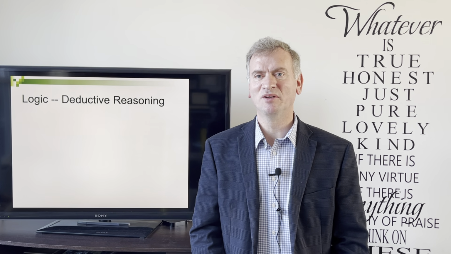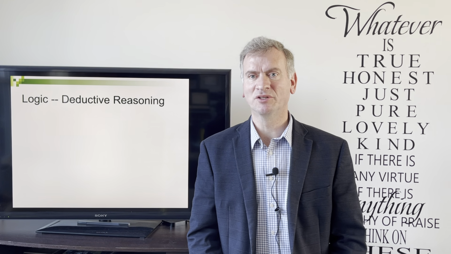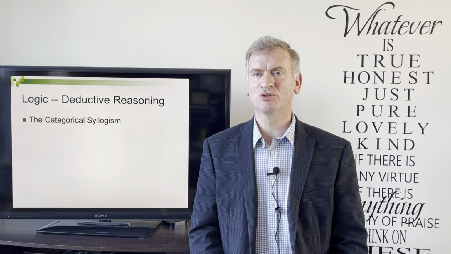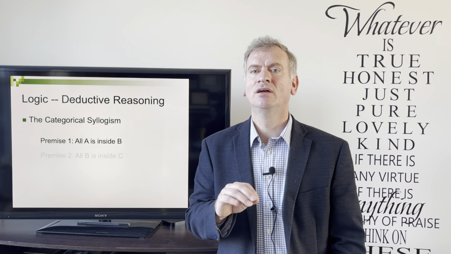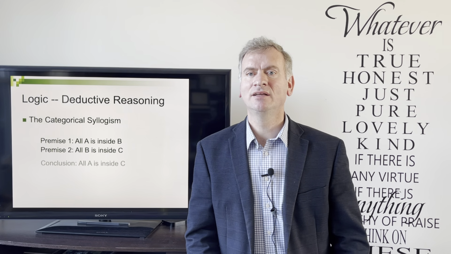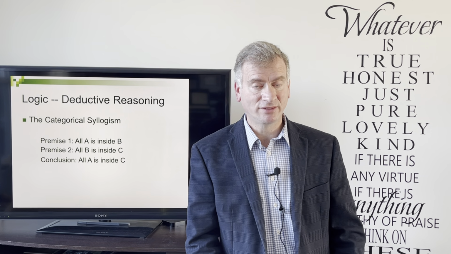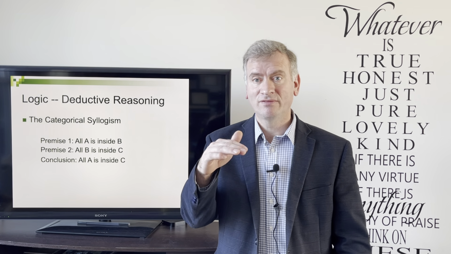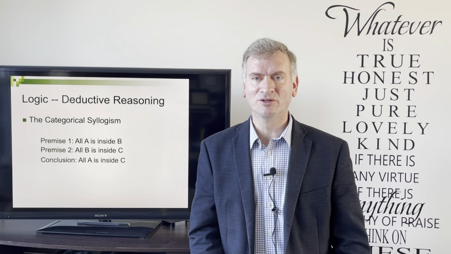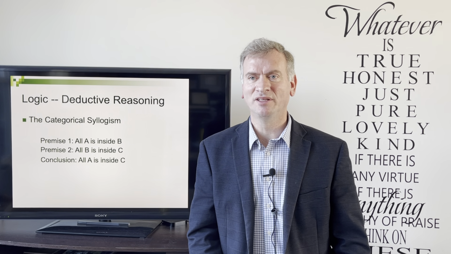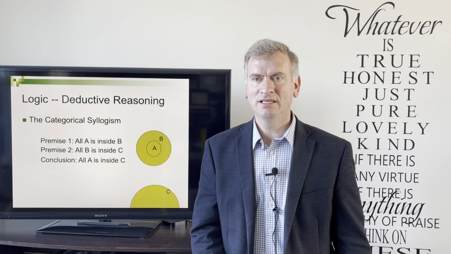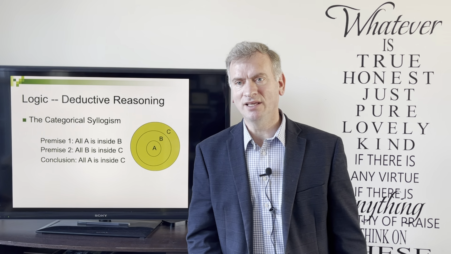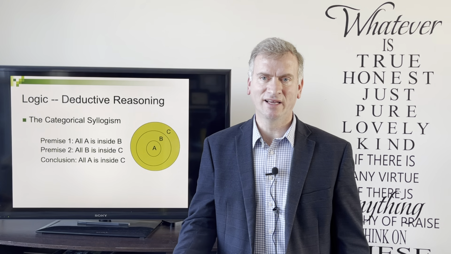I want to take a little time here to review the categorical syllogism. And remember, the structure of the categorical syllogism is that all A is inside B, all B is inside C, and all A is inside C, if those first two premises are true. So look at how the circles work here. If A is inside B and B is inside C, then A is inside C.